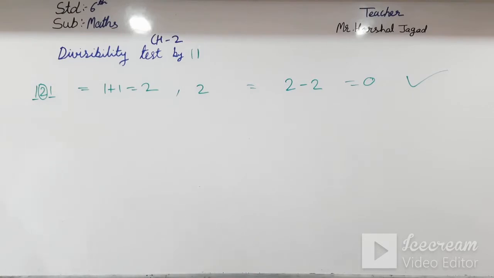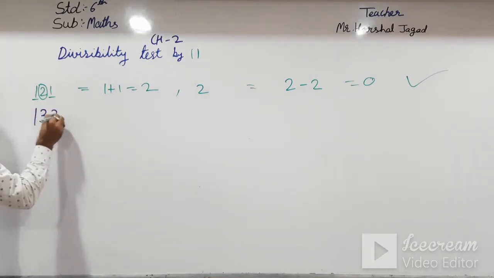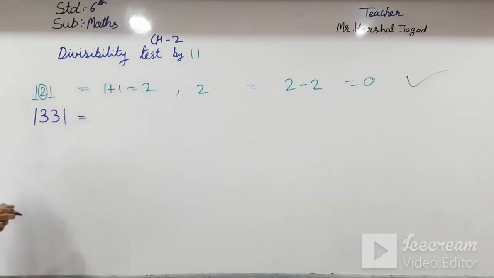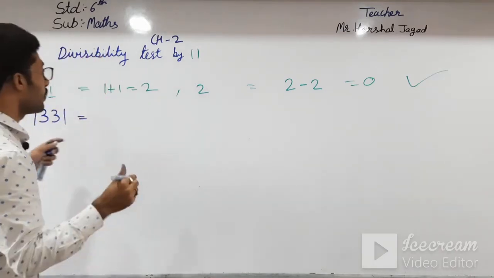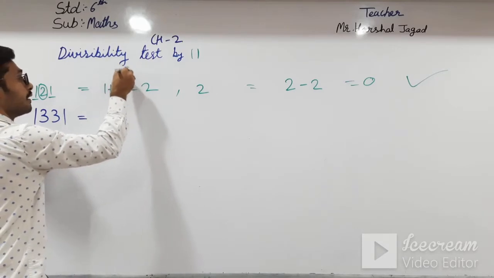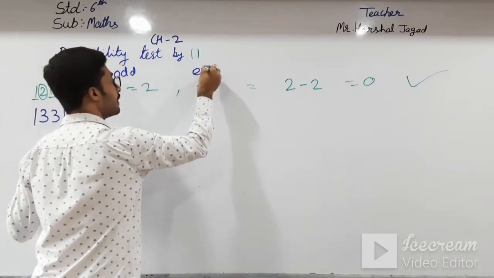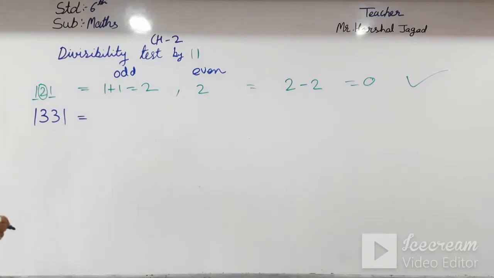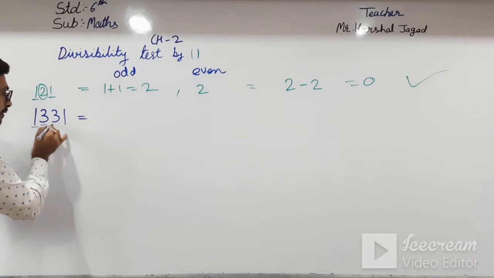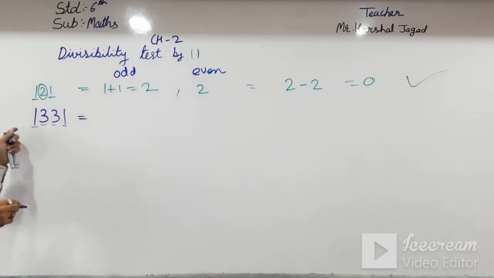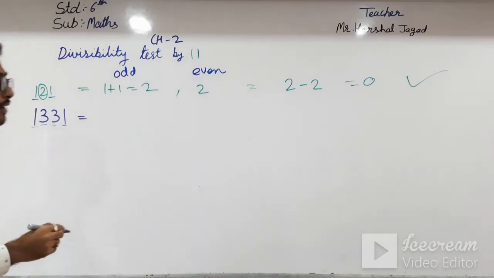Okay students, going further, they have taken another number, that is 1331. Okay students, so first of all, what do we have to do? Odd digit, even digit. Okay students, odd digit from the right hand side, 1, 2, 3, 4. These are all odd digits.